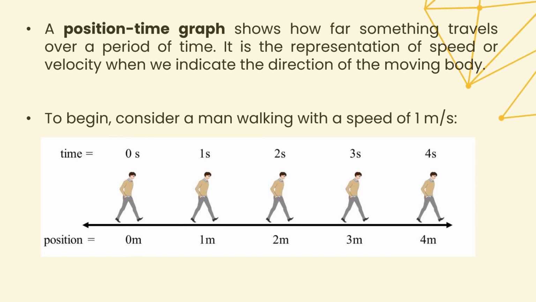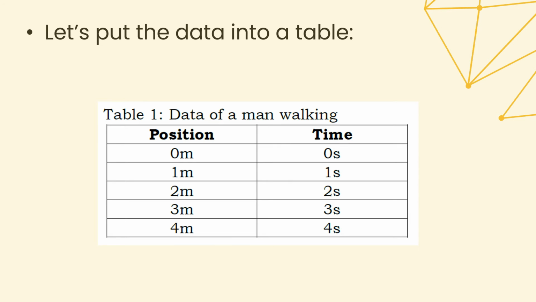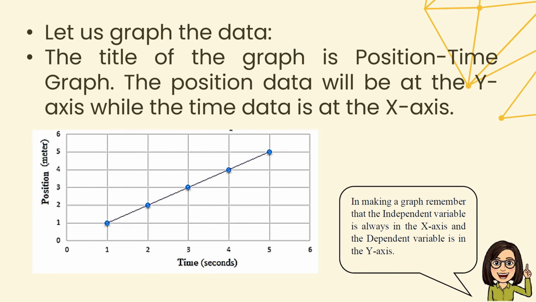Let's put data into a table: the position, and the time. Let us graph the data. The title of the graph is Position Time Graph. The position data will be at the y-axis, while the time data is at the x-axis. In making a graph, remember that the independent variable is always in the x-axis and the dependent variable is in the y-axis.